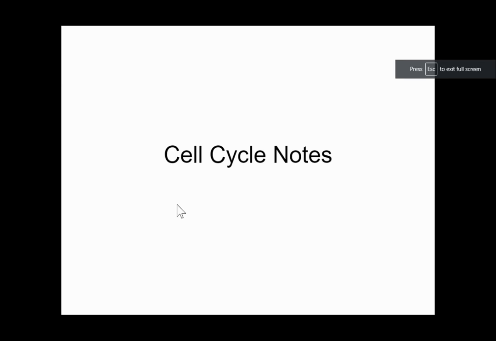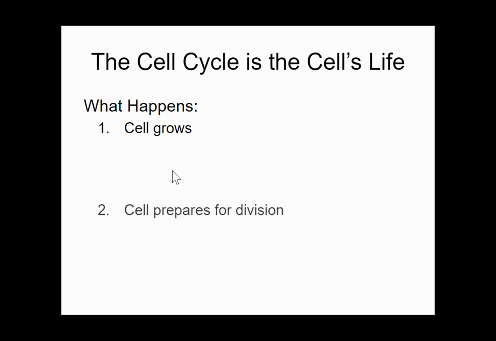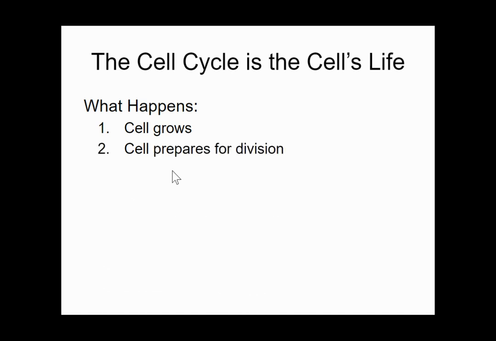All right, so today I'm going to be taking you through the cell cycle. So the cell cycle is basically the cell's life. During the cell cycle, the cell goes through a period of growth, and then it's going to spend some time preparing to divide, and then it divides into two identical daughter cells.